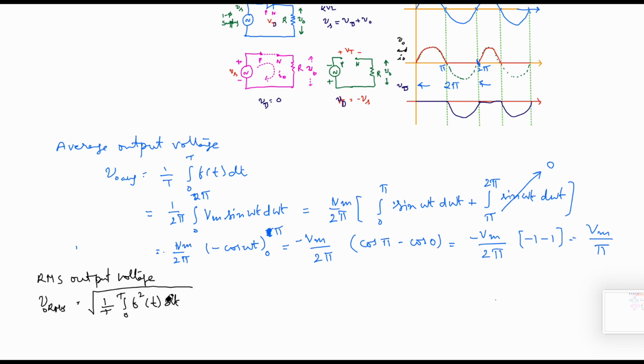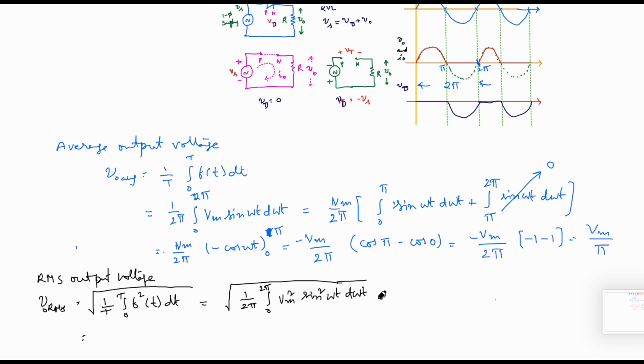Please listen to me carefully here. So these things are very important. For each and every converter we have to do this. So which is equal to, let me use this one, square root of 1 by T means 1 by 2 pi integral 0 to 2 pi Vm square sin square omega t d omega t. Okay, so this is the concept.